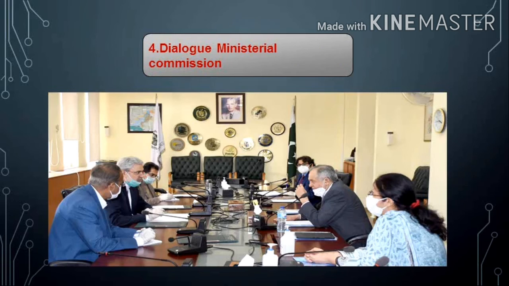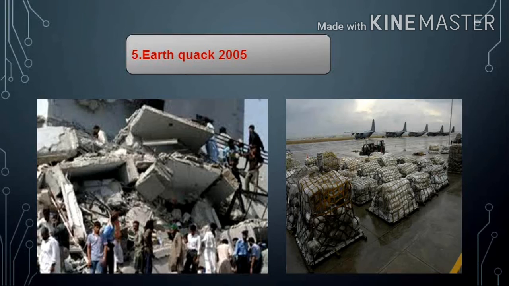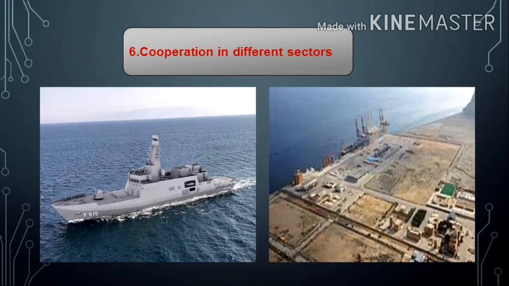Dialogue Ministerial Commission. Due to the dialogues of the Ministerial Commission of Pakistan and Turkey, many agreements were signed in 2002 in Islamabad. Earthquake 2005: as you know, it was the biggest earthquake in the history of Pakistan and it damaged a lot of places in Pakistan. So in the earthquake of 2005, which affected a large area of Pakistan and Azad Kashmir, Turkey aided Pakistan open-heartedly at that time too.